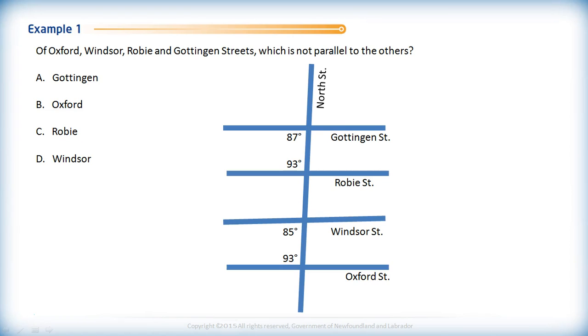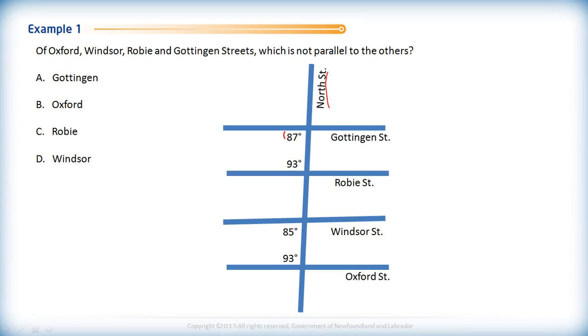Okay, so looks like a little downtown Halifax trivia for us this time. So we've got North Street, which is sort of a transversal that runs across Gottingen, Roby, Windsor, and Oxford. So we have to determine which of these is not parallel to the others. Well, let's start from the top and work our way down.